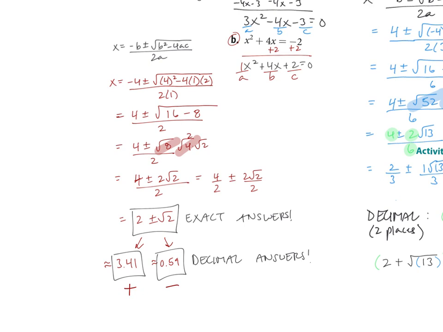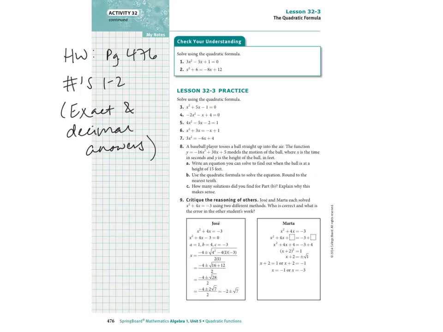Now, depending on who your teacher is, you may have homework on the next page, or you may have homework as a different assignment to practice using the quadratic equation. But go ahead and check in with your teacher to see what that is. For Miss Graham students, we are going to go ahead and turn to the next page, 476, to see what our homework assignment is. All right, Miss Graham's class, for homework tonight, we are looking at page 476, and you are going to be looking at numbers 1 and 2.